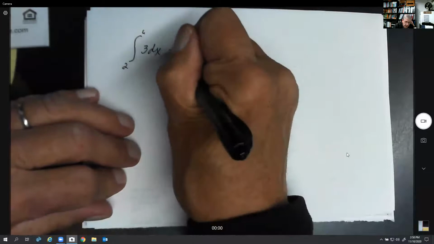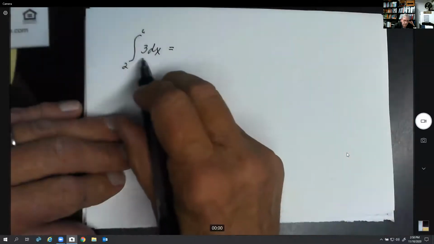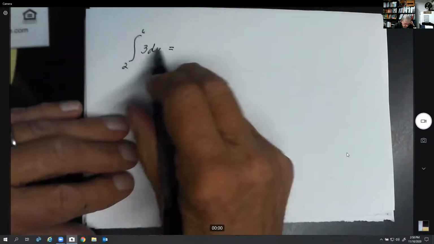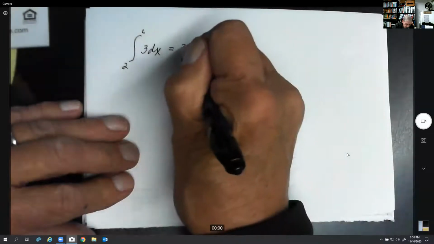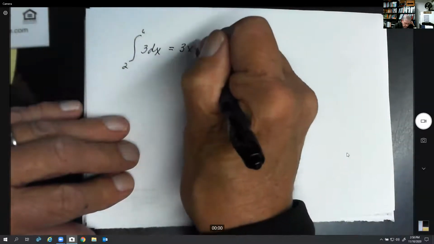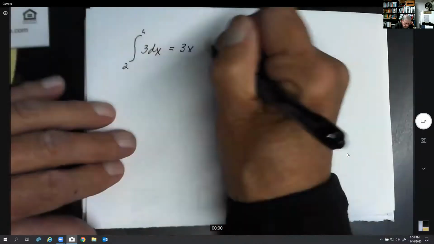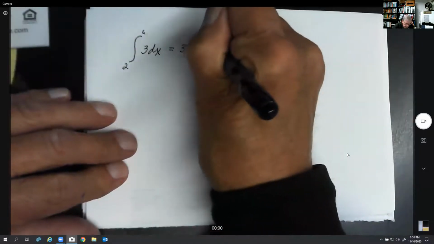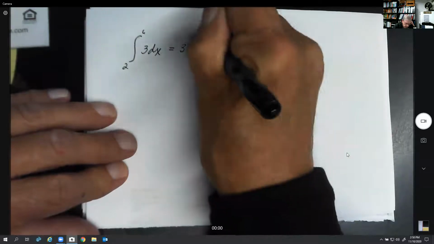So this is going to be, what is the integration of this? It's going to be 3x, power is 1 over 1. So I'm just going to write 3x from 2 to 6.